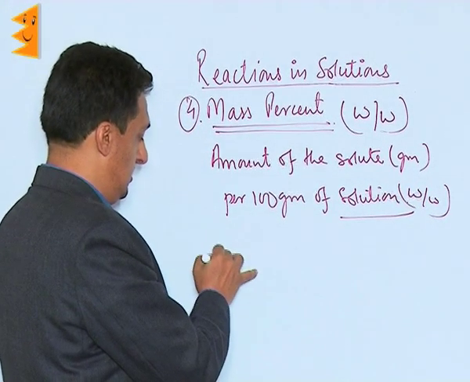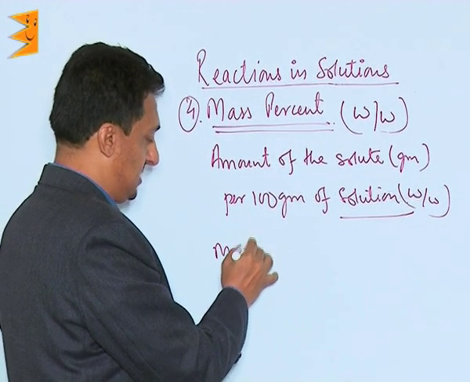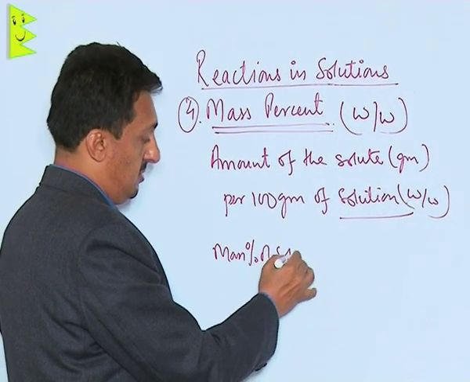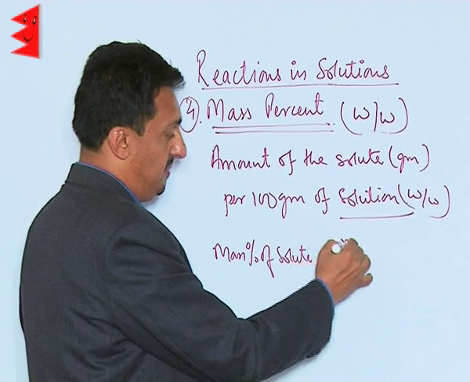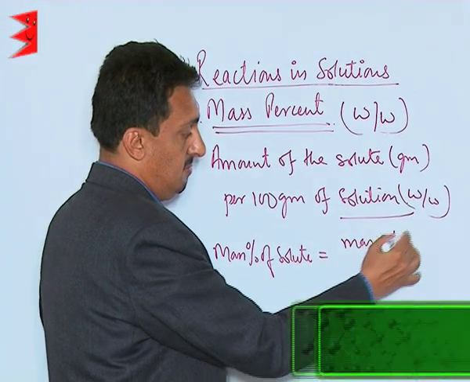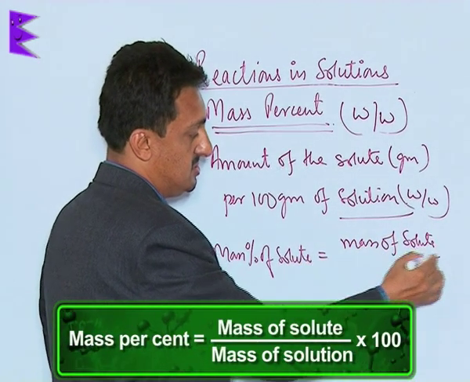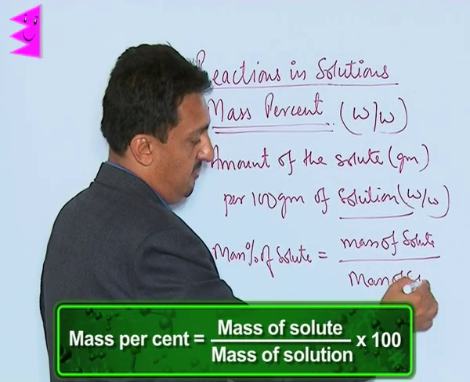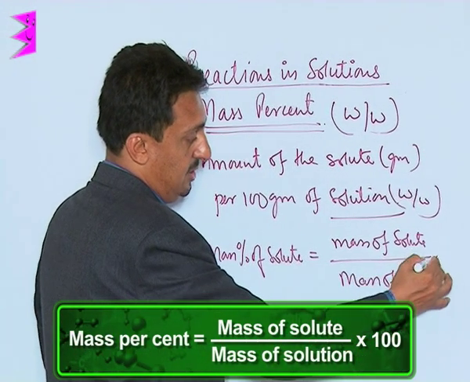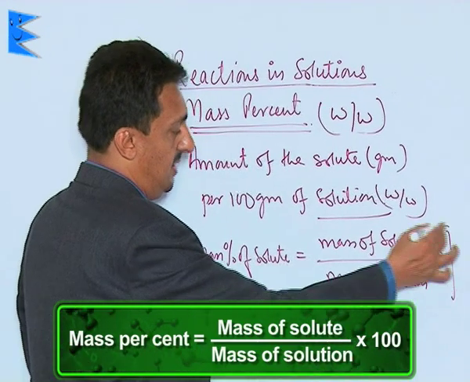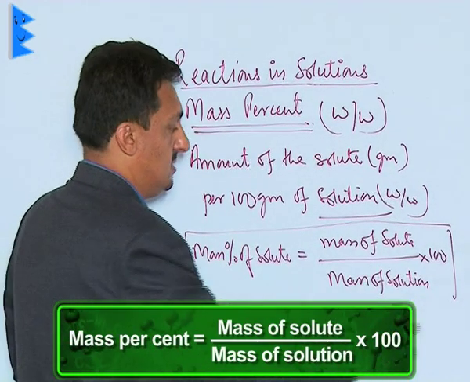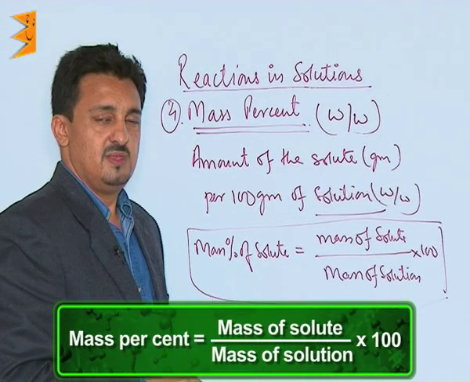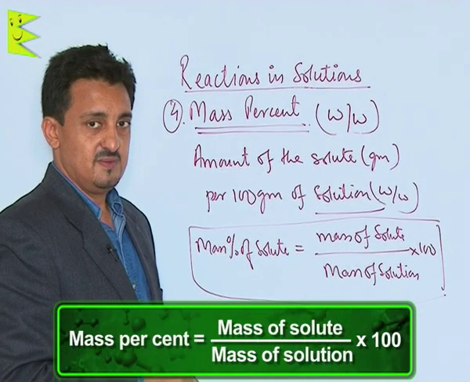So, mass percent of solute will be mass of solute upon mass of solution into 100. This will be the formula of finding out the mass percentage.